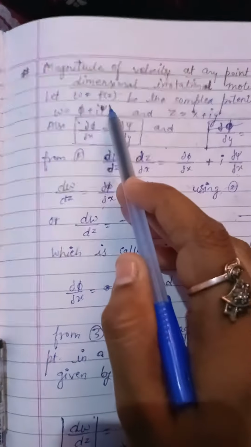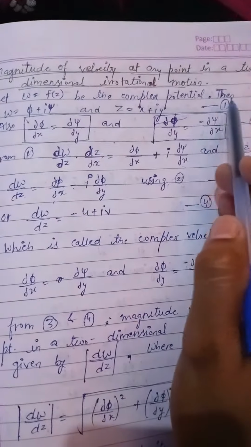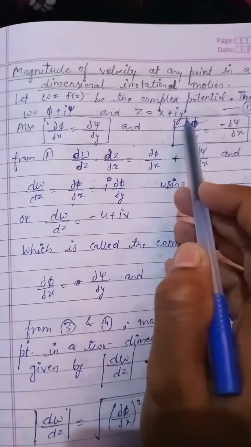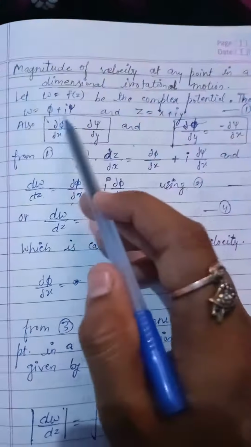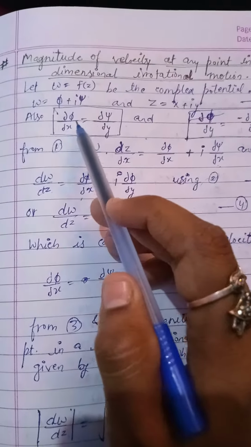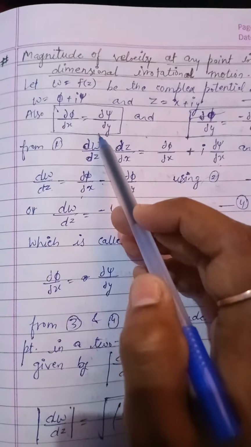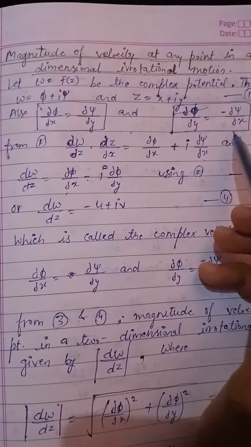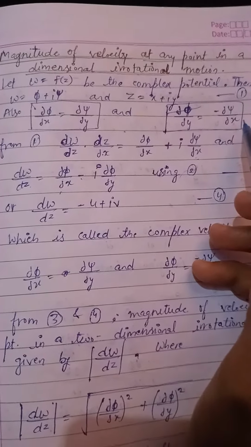So let W equals f of z be the complex potential, then W equals phi plus i psi and z equals x plus iy. This is equation number 1. We know from the Cauchy-Riemann equations del phi by del x equals del psi by del y, and del phi by del y equals minus del psi by del x, as we studied yesterday.